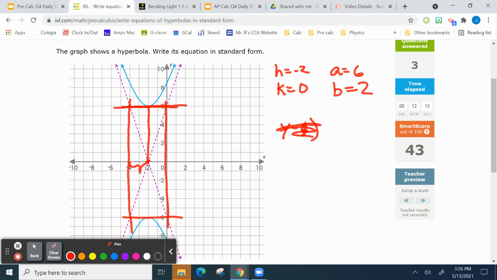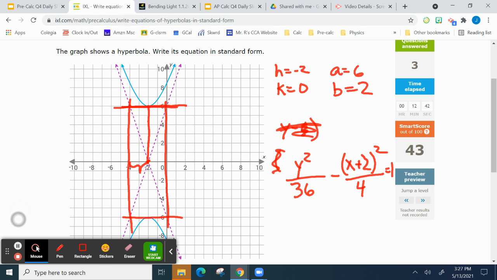The y is, okay, I better just keep going. We don't even need a parentheses because there's no k, right? This is going to be y squared over a. The a is still first. So that's going to be y squared over 36 minus x, and that's x is -2, so that's going to be x plus 2 squared over b squared, which is 4, equals 1.